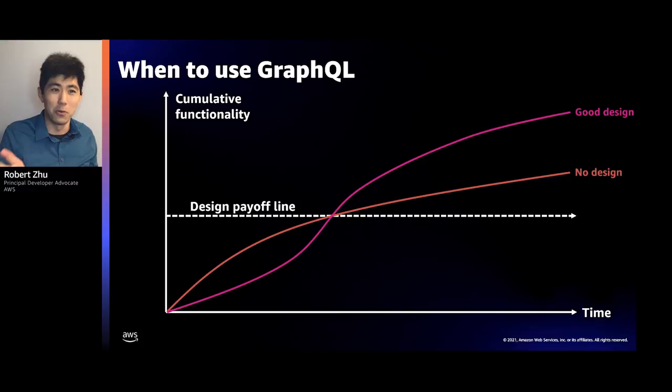Now, Martin also warns that the design payoff line is much, much lower than you probably think. In fact, I believe he thinks that this design payoff line ends up happening weeks into the project, whereas a lot of people who say, hey, we don't need good design, think it happens months or years later. That's almost always just technical debt.